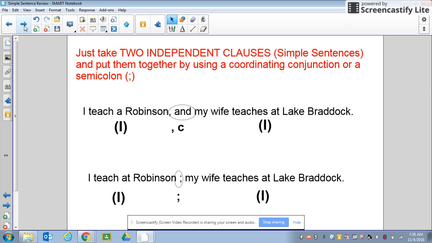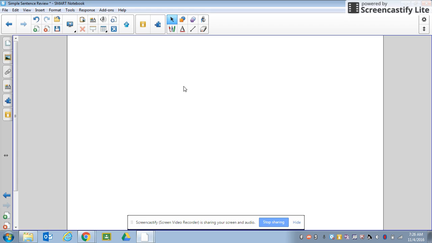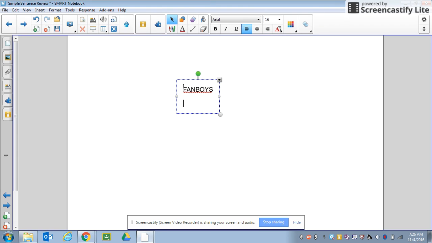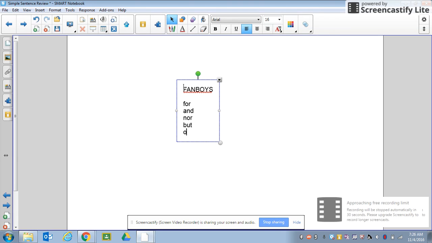It's that simple. One last thing, let's just go over FANBOYS, which is easy. The way to remember it is for, and, nor, but, or, yet, so. And that's it. Hope that helped.